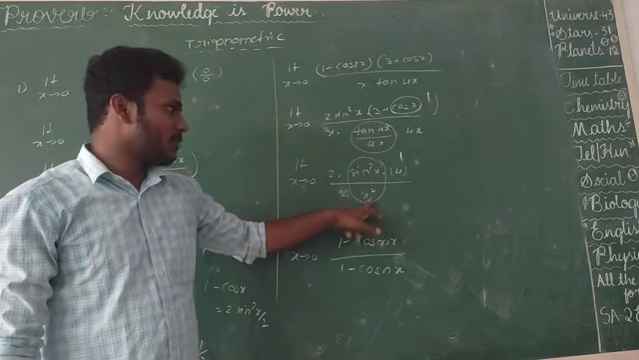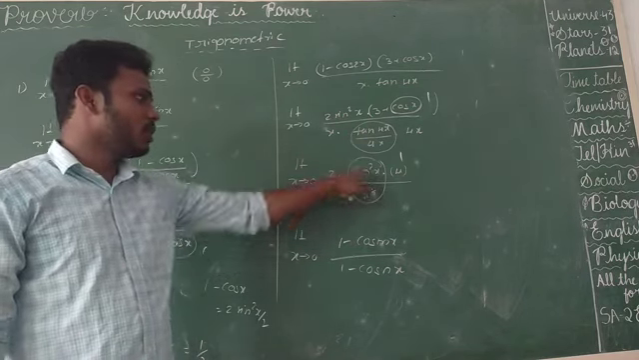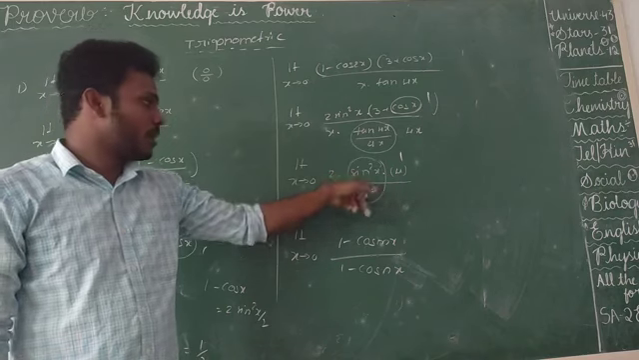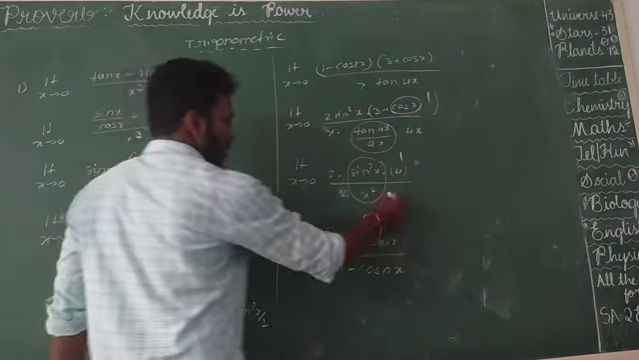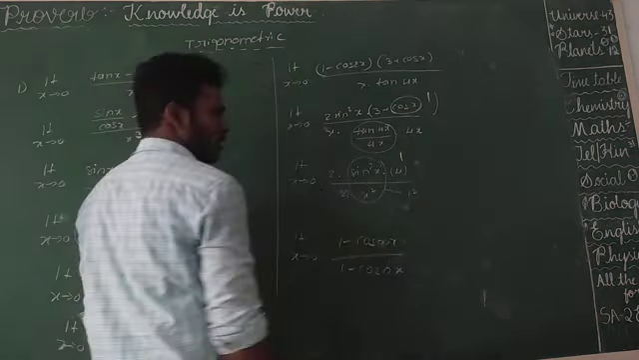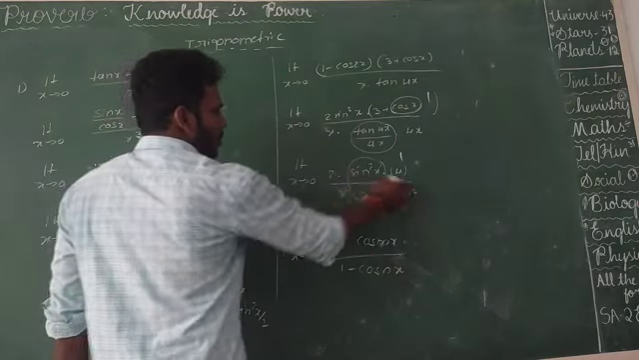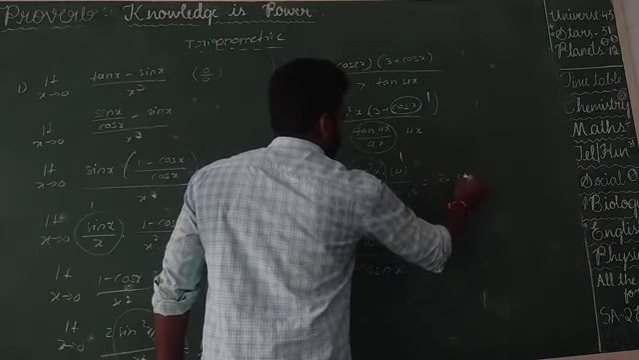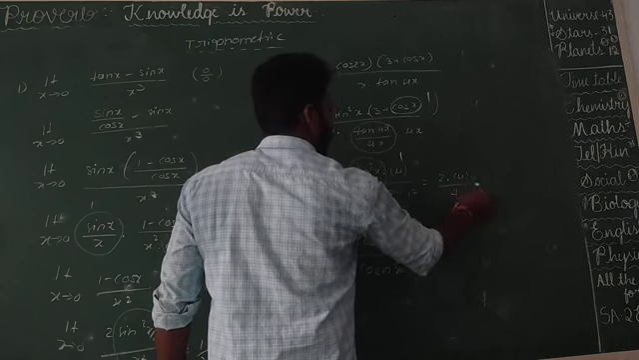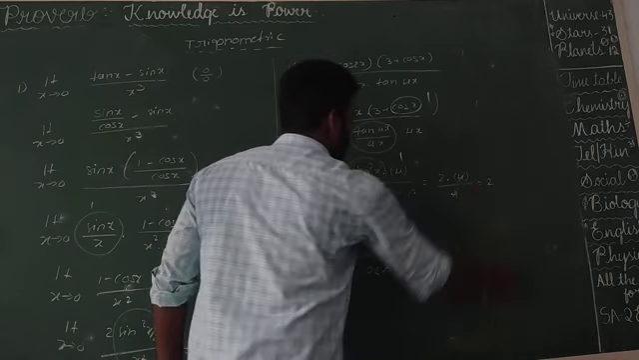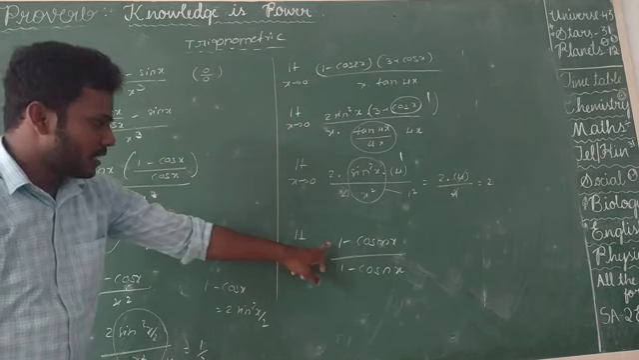So total sin x by x whole square, we already know limit x tends to 0 of sin x by x is 1. That's why it becomes 1 square, so this is 1. So remaining values are 2 into 4 by 4. So these two are cancelled. The result will become 2.